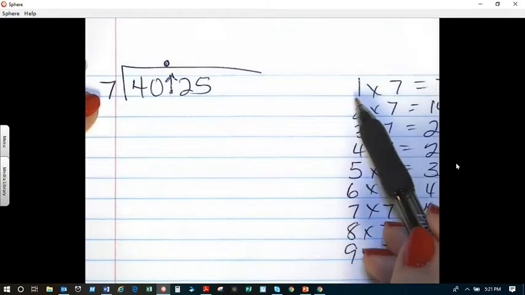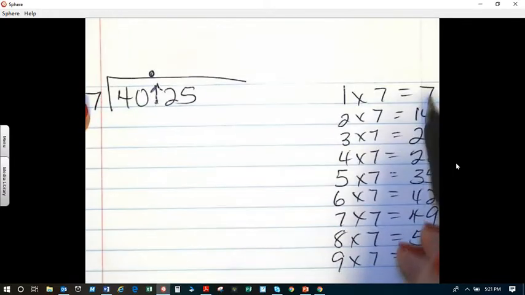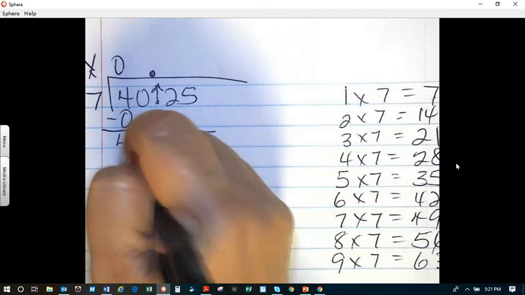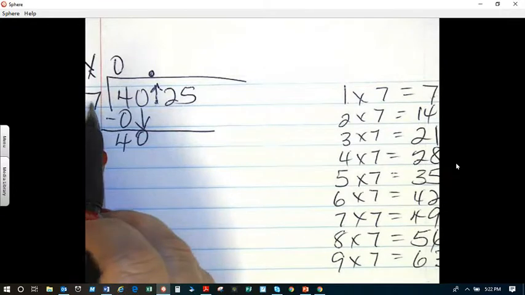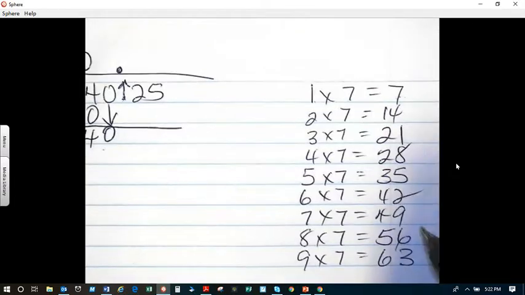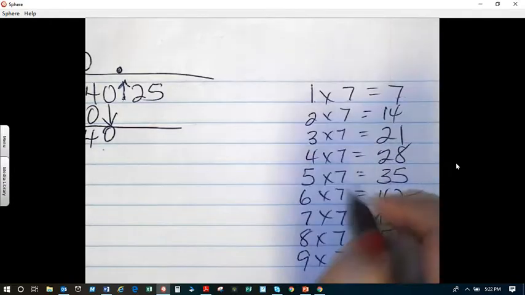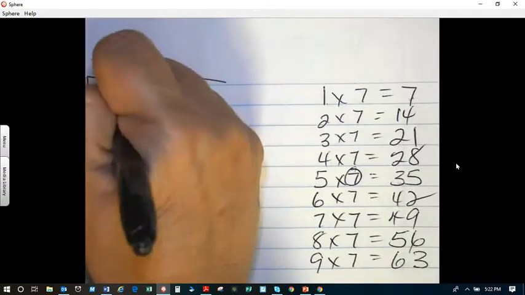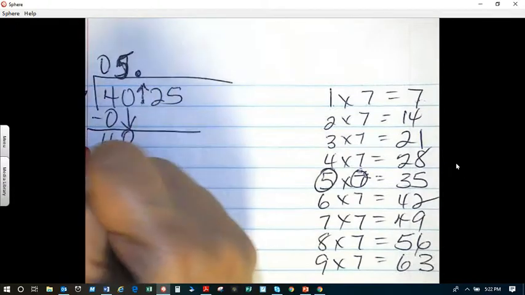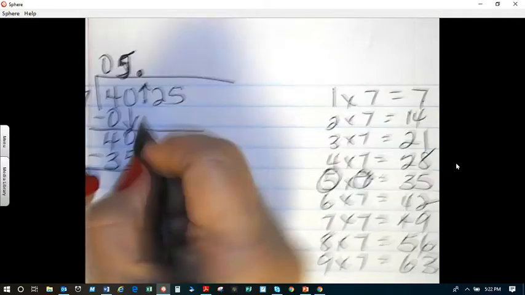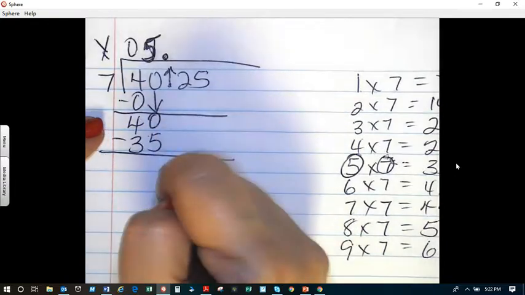How many groups of 7 can go into 4? 0. I need to have at least 1 group, and that'll equal 7, so that's 0. 0 times 7 equals 0. Subtract that out. 4 minus 0 is 4. Bring down my 0. How many groups of 7 go into 40? Well, let's look over here without going over. It's going to be 7. So I'm going to have 7 groups. Oops, 5 groups. I circled the wrong one. Sorry about that. I have 5 groups of 7. That's 35. Subtract that out. So 35, 40. I'm 5 away.